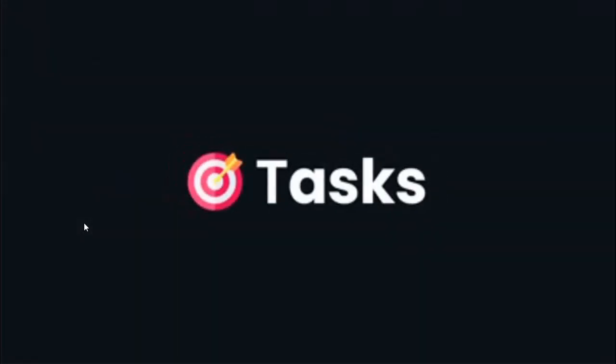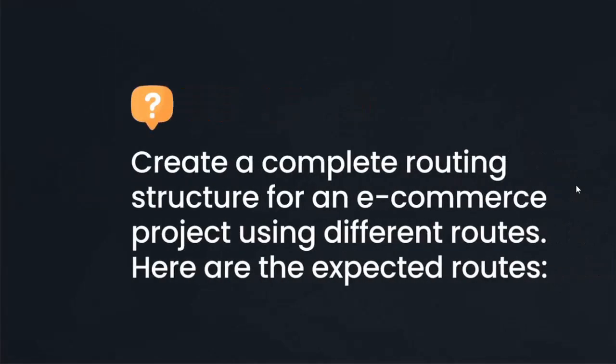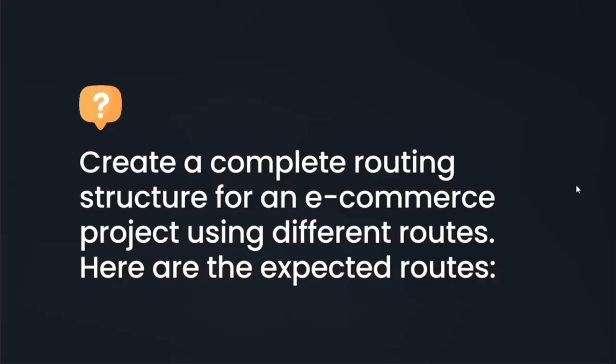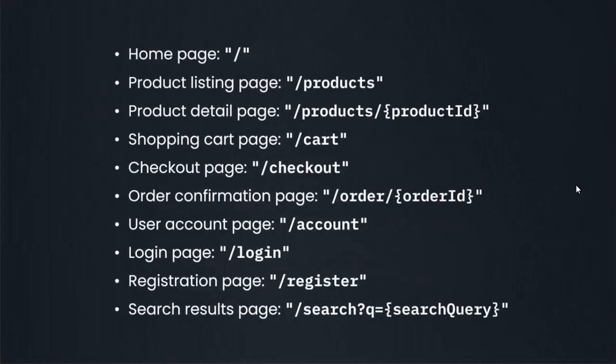Now, I have a task for you. Create a complete routing structure for an e-commerce project using different routes. Here are the expected routes we want to have: homepage, product listing page, product listing details page, shopping cart page, checkout page, order confirmation page, user account page, login page, registration page, and search results page. Try building it out using the route concepts we just learned.